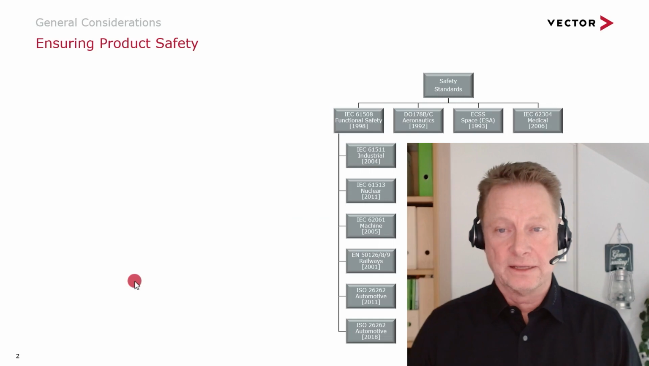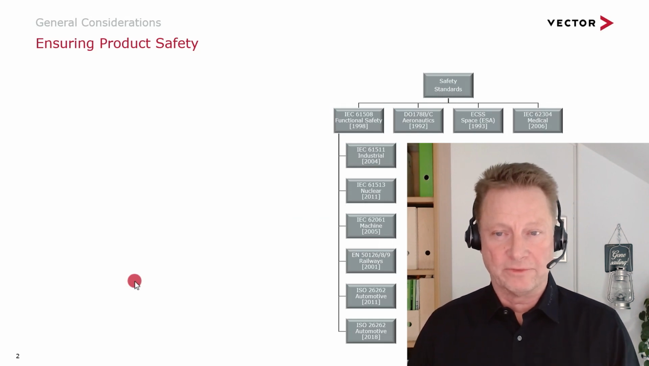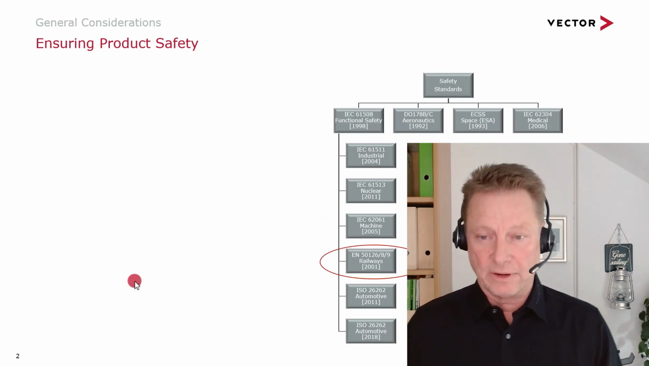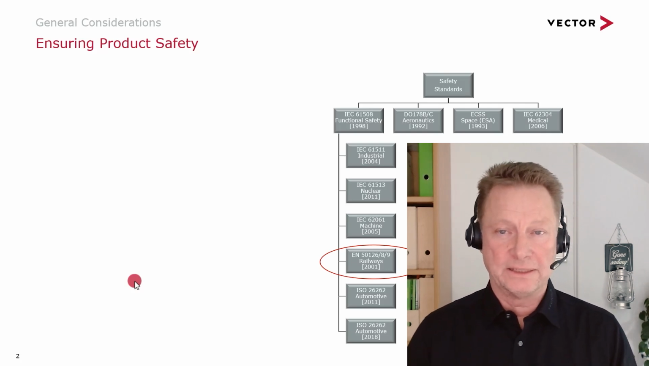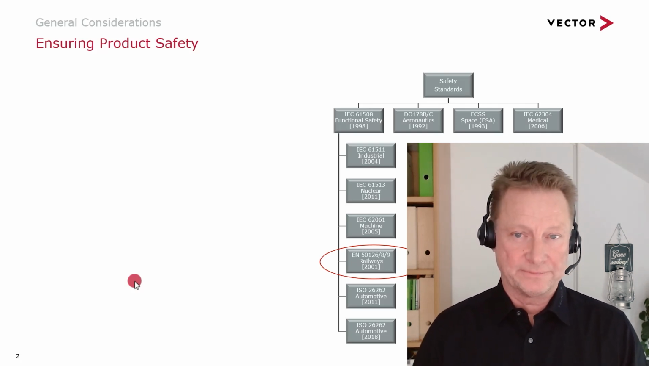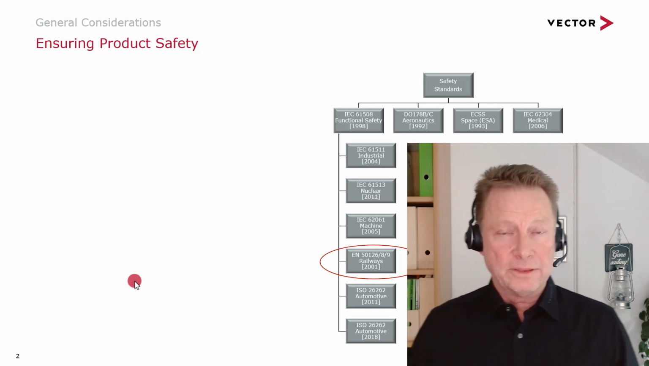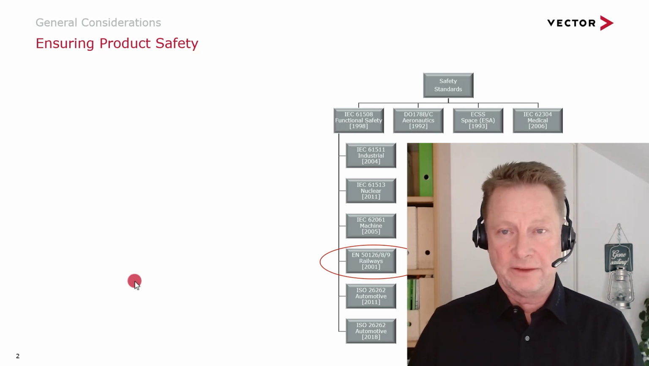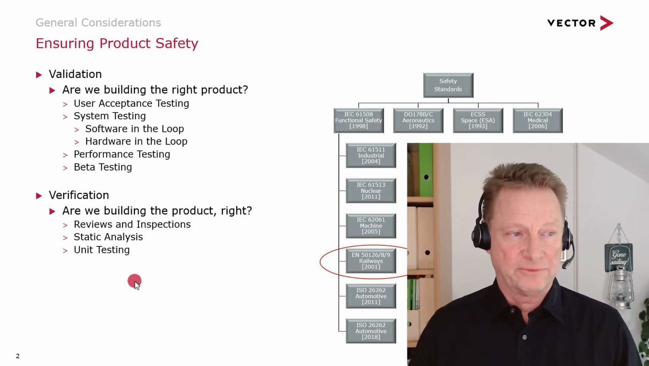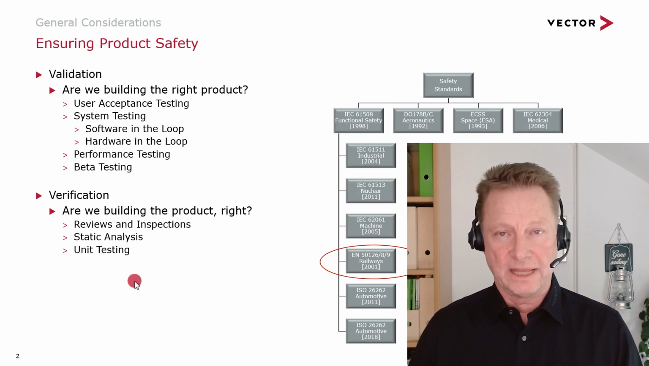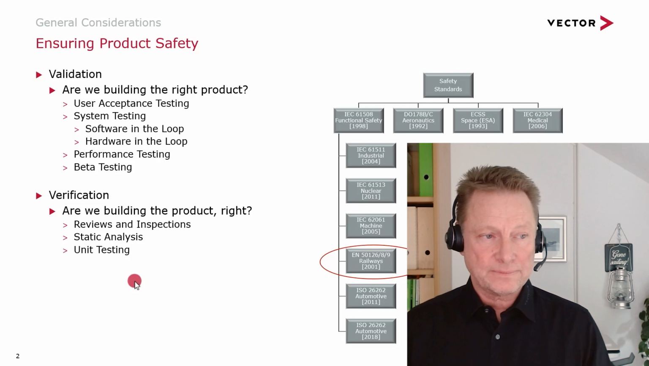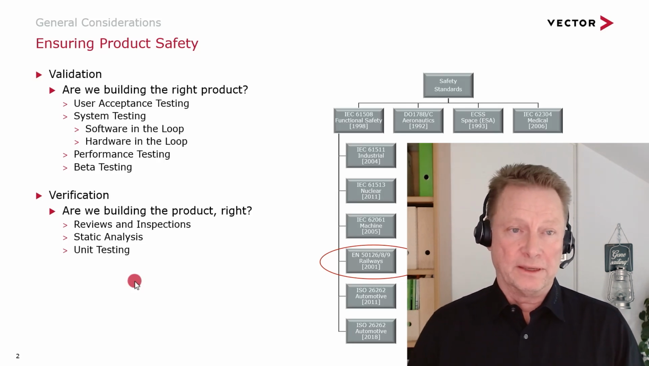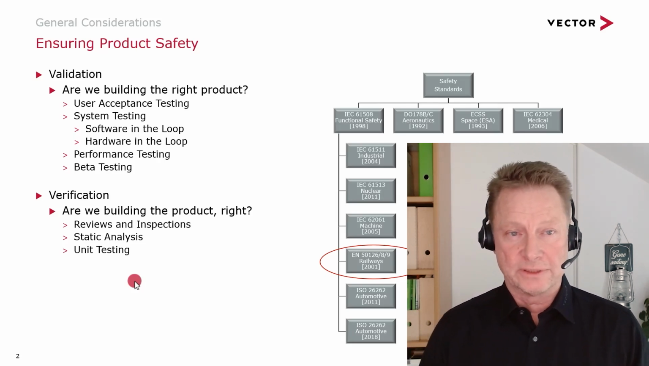Like other safety standards for automotive or industrial, the railways safety standard is also derived from the IEC 61508. All these standards have in common that they emphasize software lifecycle processes, where validation and verification, of course, plays a critical role.